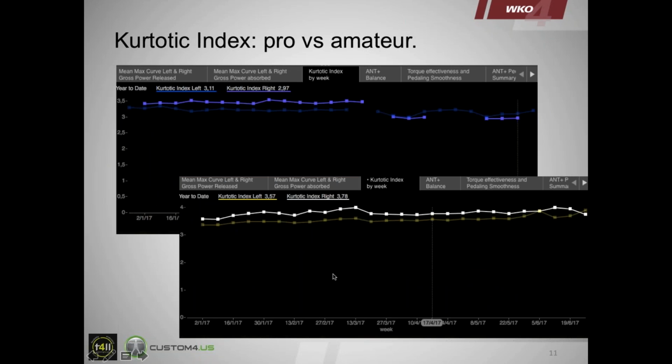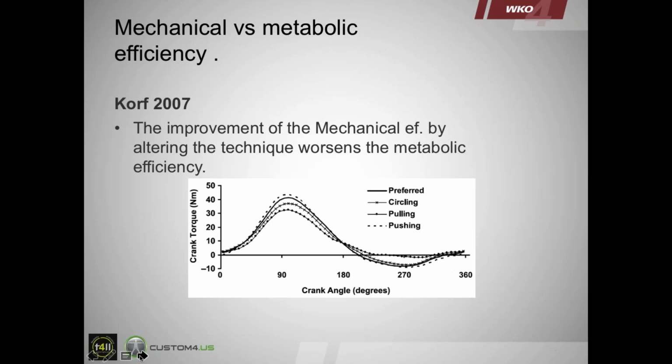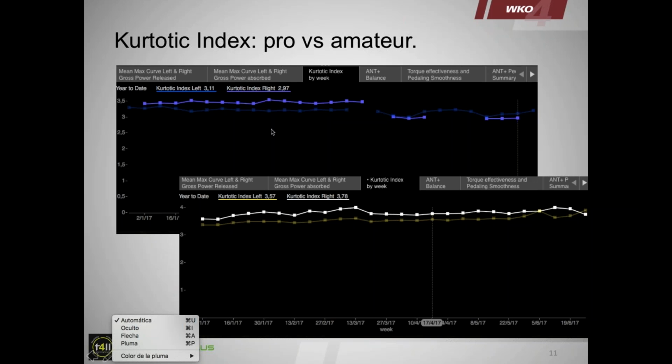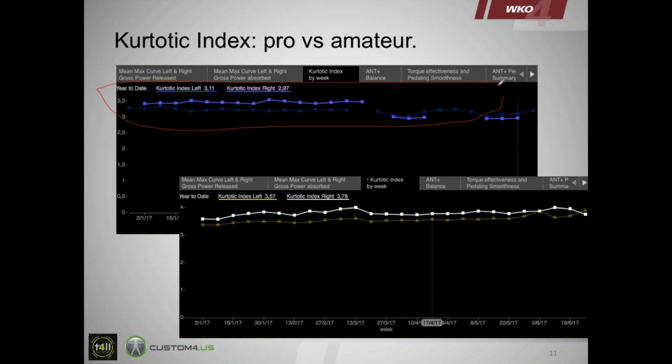So the Kurtotic Index in pro riders is much better than in the amateur rider. Here, this is the first image. You have the Kurtotic Index of a pro rider. You can see his value is under 3.5, and the amateur rider has a big value compared with the pros.